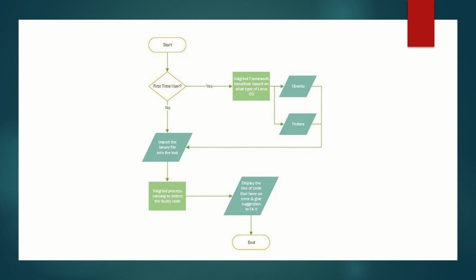So this is my flowchart, the overall flow of my project. For the first-time user, they need to install the framework. I made two options for this, Ubuntu or Fedora. After the framework installation, they can import the C file and run the process, and then it will display the line of code that can cause an error and give a suggestion to fix.